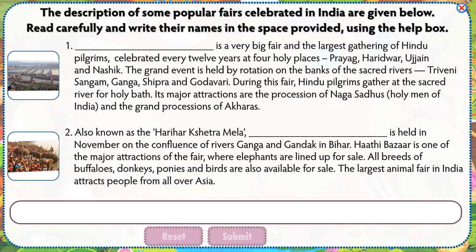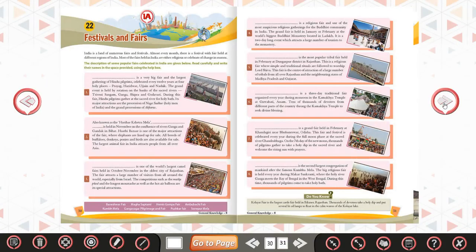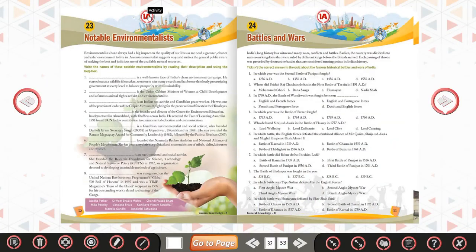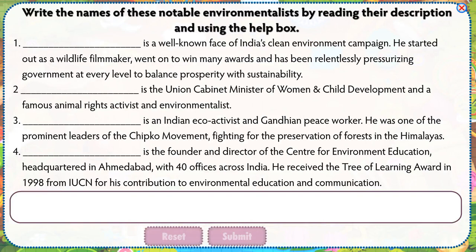The description of some popular fairs celebrated in India are given below. Read carefully and write their names in the space provided using the help box. Write the names of these notable environmentalists by reading their description and using the help box.